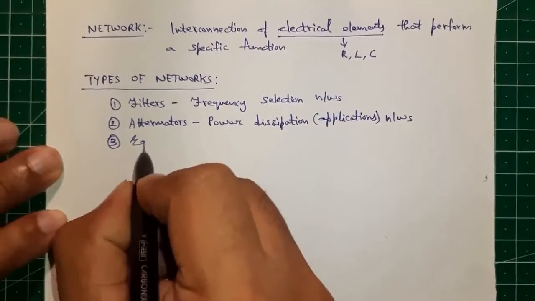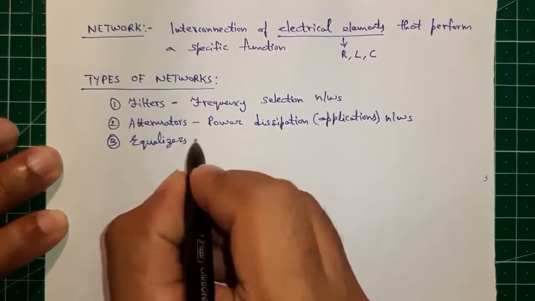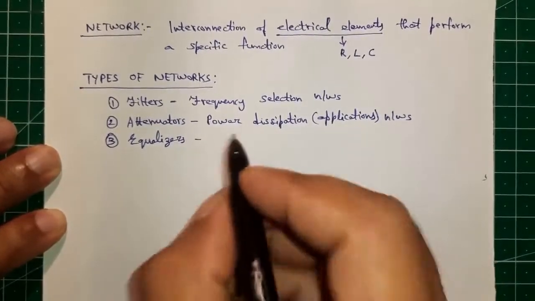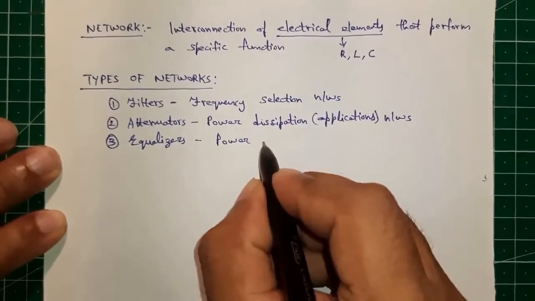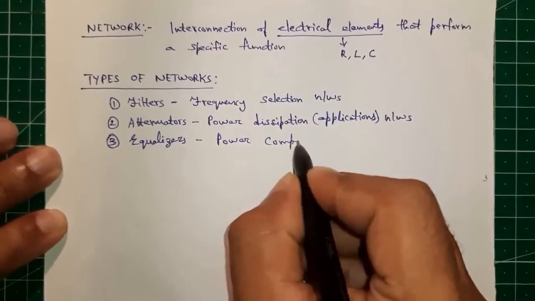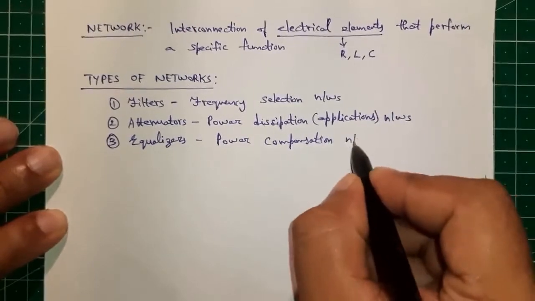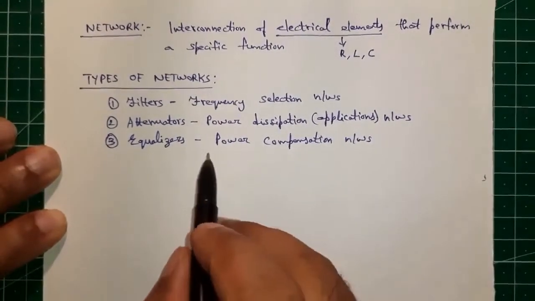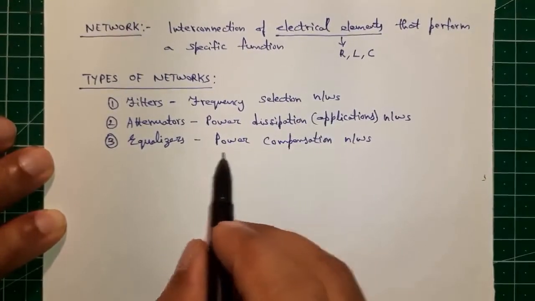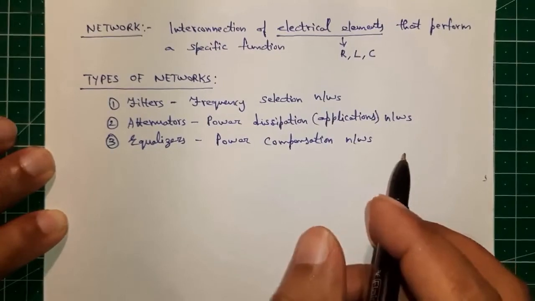Third category of networks are equalizers. They are power compensation networks. So basically, to control the active and reactive power, we can use inductors, capacitors, etc.